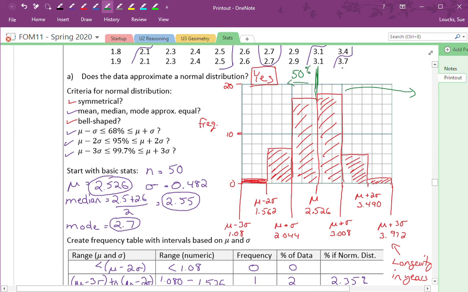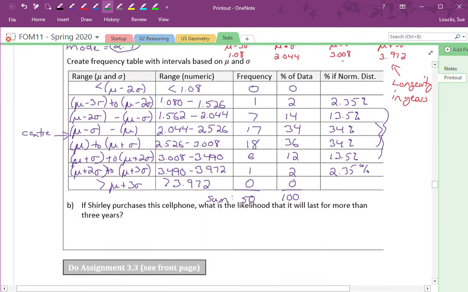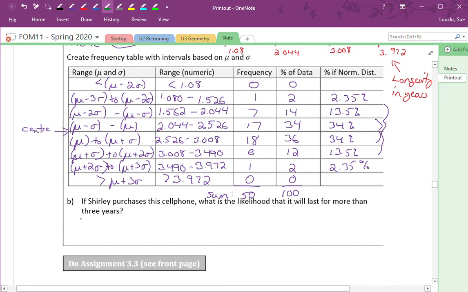And because we're assuming that it's a normal distribution, this chunk here is 34%, right? So we can subtract that amount from 100%, and that will leave us with where the green arrow is to the right of 3.008. So what I'm going to write down here is 3 years. This is the answer that I would be looking for. 3 years is approximately at our mean plus 1 standard deviation.